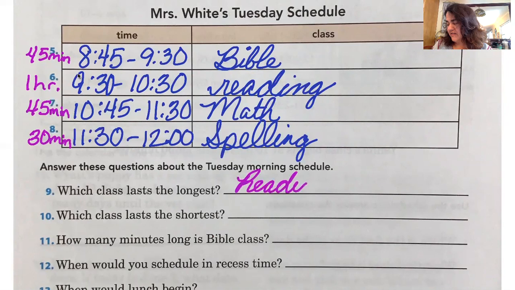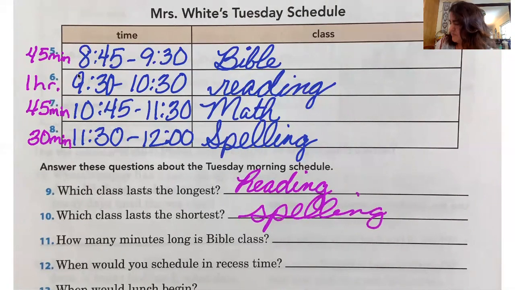Very good. Which class is the shortest? For the ones we just found out, friends, which one is the shortest? JJ. Spelling. How many minutes is Bible class? Well, we already figured that out. Just look up there at our note. It's 45 minutes long.